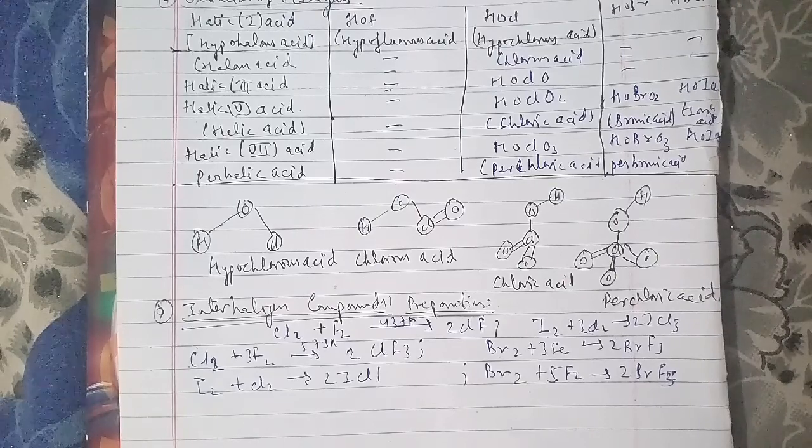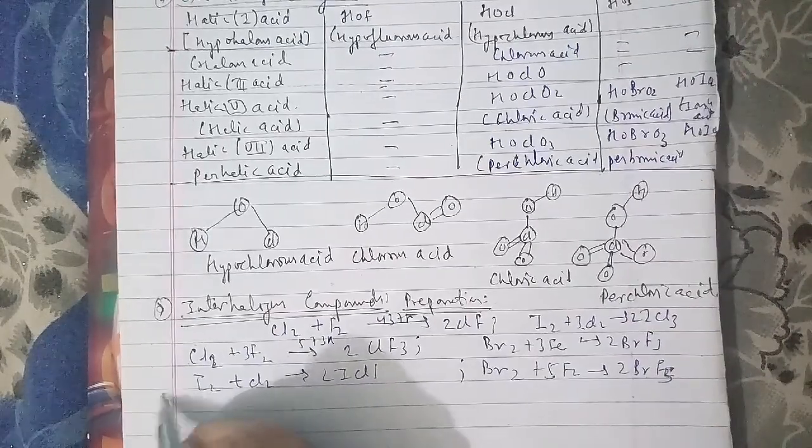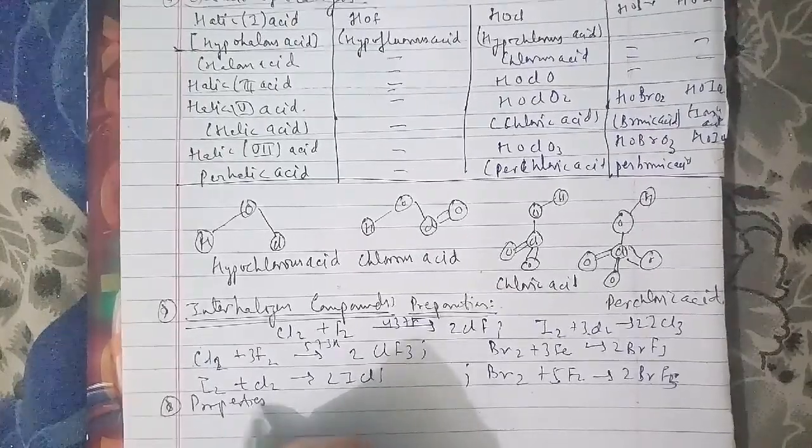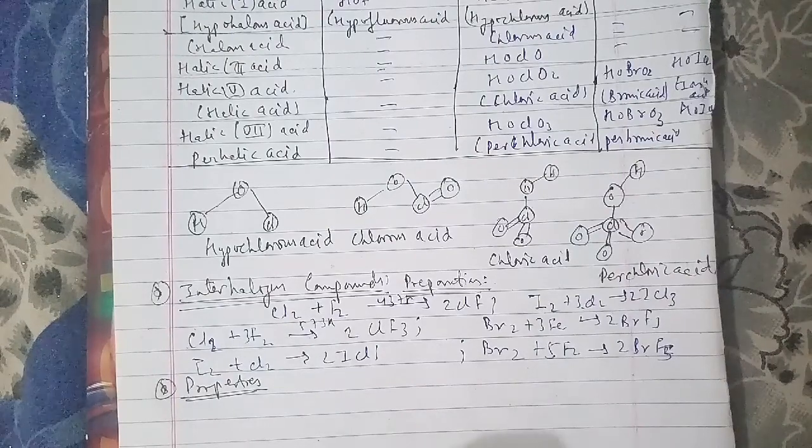Some properties of interhalogen compounds: here we have type, formula, physical state and color, and structure, that we have to discuss here.